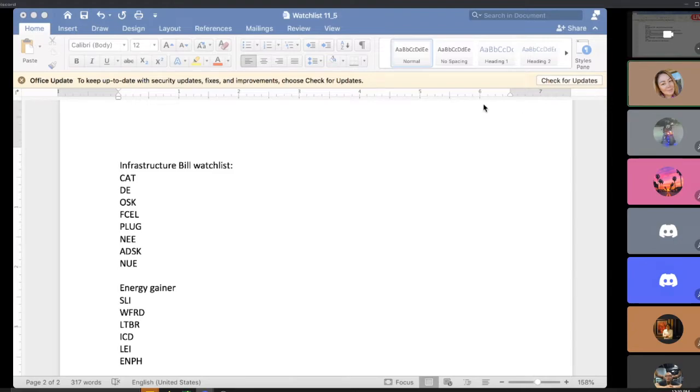Basically, just pay attention to it and read up about it because you guys might want to play this long term. It might not go up right away, but some of them might show some action. Some of them are a good price. FCell is good, Plug is good, NEE is good. They have been moving, I guess, in anticipation for this bill. So try to see if you can get a good entry. They might have some momentum on Monday.